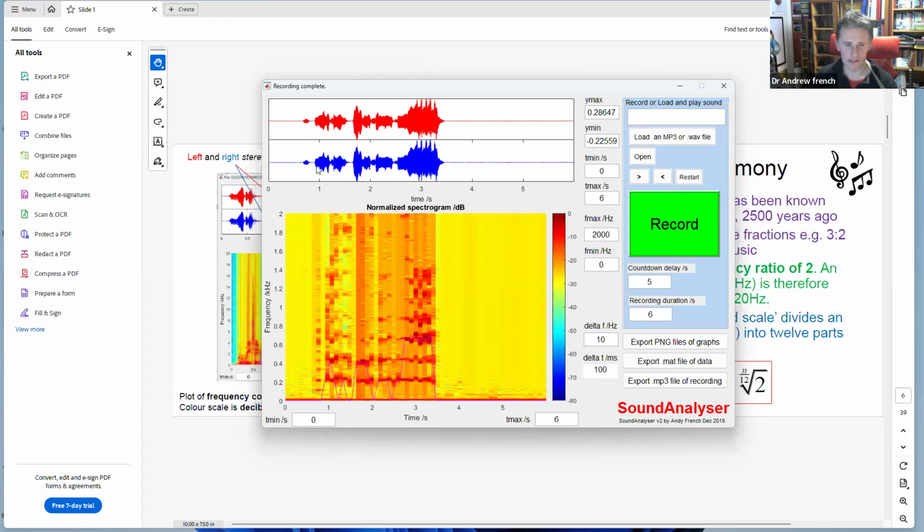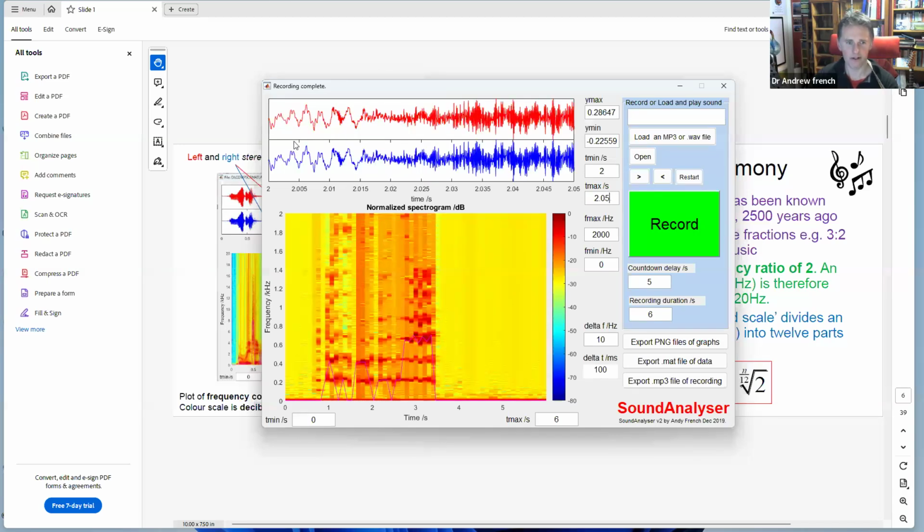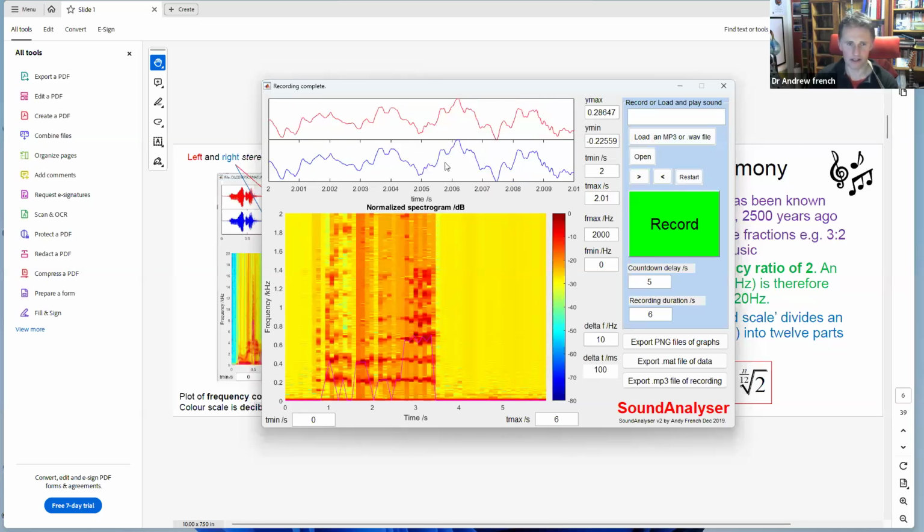So we've got the sort of vocal expression I've got here. So this is the amplitude versus the different times. And if we zoom in, let's go for, again, 2 seconds and maybe 2.05. Right, you can see my voice here. There we go. There we are. So there's our waveform.